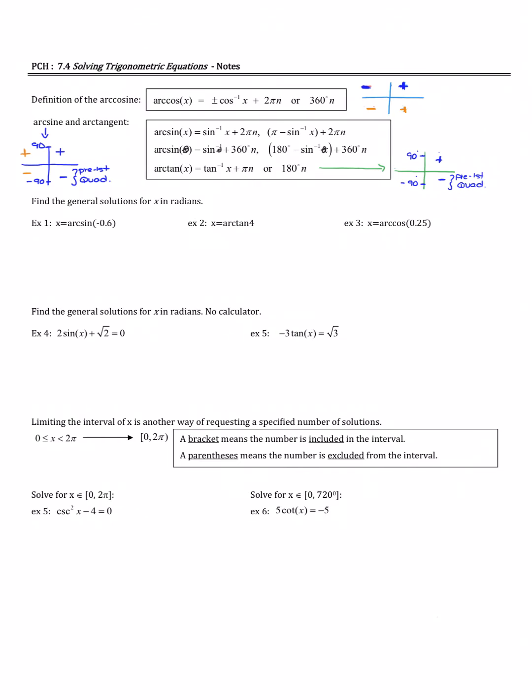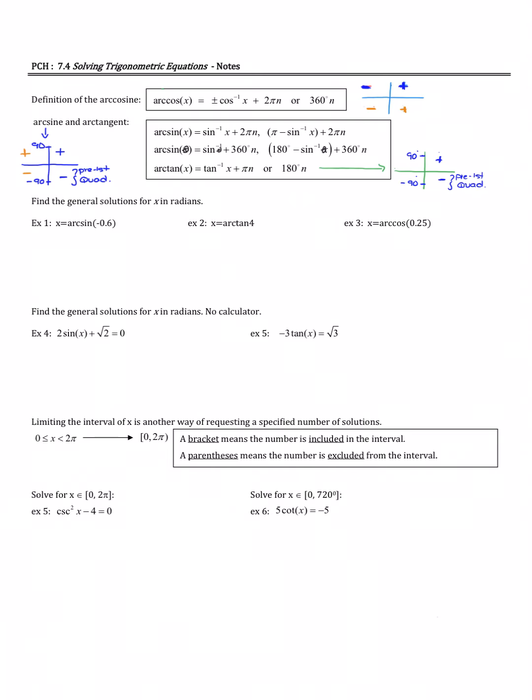Hello pre-calc, and here we go with 7.4, solving trig equations. In order to solve them, we have to understand how the principal values work, which is basically how the calculator decides which quadrant to draw its answers from.